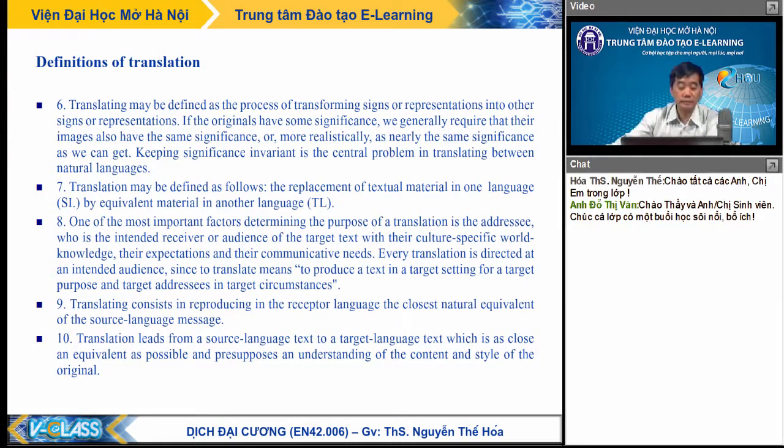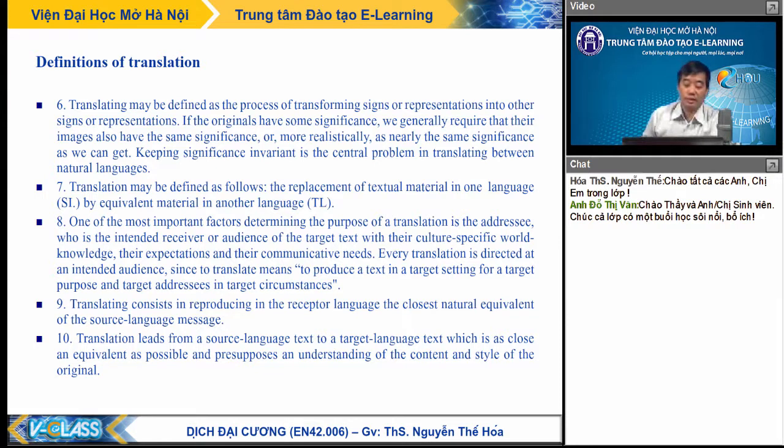Seven. Translation can be defined as follows: the replacement of textual material in one language by equivalent material in another language. And eight. One of the most important factors determining the purpose of translation is the addressee, who is the intended receiver or audience of the target text, with their country-specific world knowledge, their expectations, and their communicative needs.